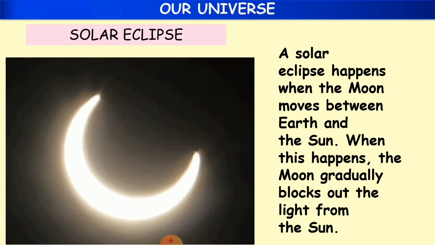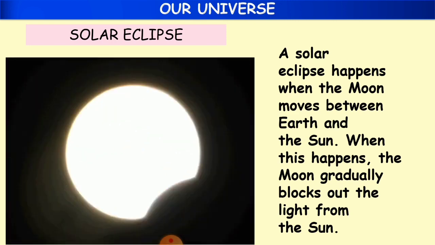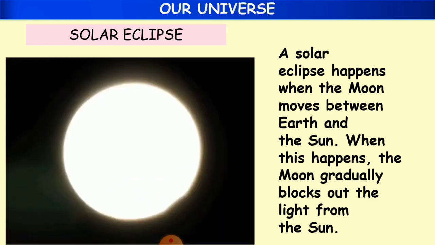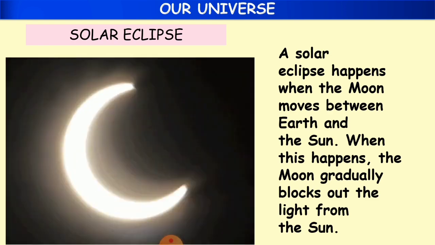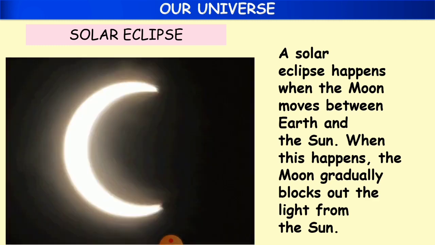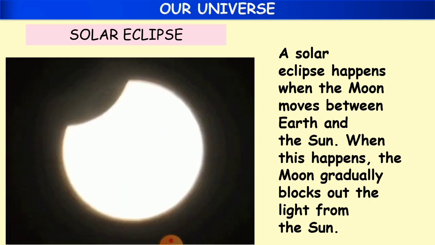Are you able to see the solar eclipse? This is not the phases of the moon children. The moon is changing constantly in its phases, but this is a solar eclipse.